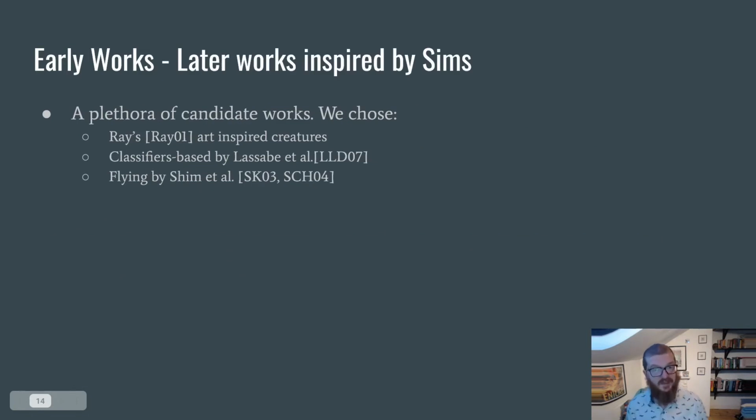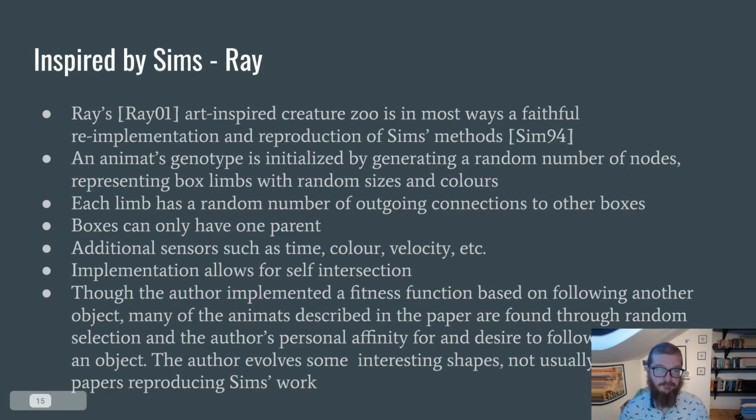Sims' creations have inspired a plethora of research. We'll give examples of 3 of those here in this presentation. First, Ray's art-inspired creature zoo is in most ways a faithful re-implementation and reproduction of Sims' methods. An animate's genotype is initialized by generating a random number of nodes representing box limbs with random sizes and colors. Each limb has a random number of outgoing connections to other boxes, though boxes can have only one parent. Ray added a number of additional sensors such as time, color, velocity, etc., and this implementation allows for self-intersection, which means that these self-intersections are ignored by the physics simulation.